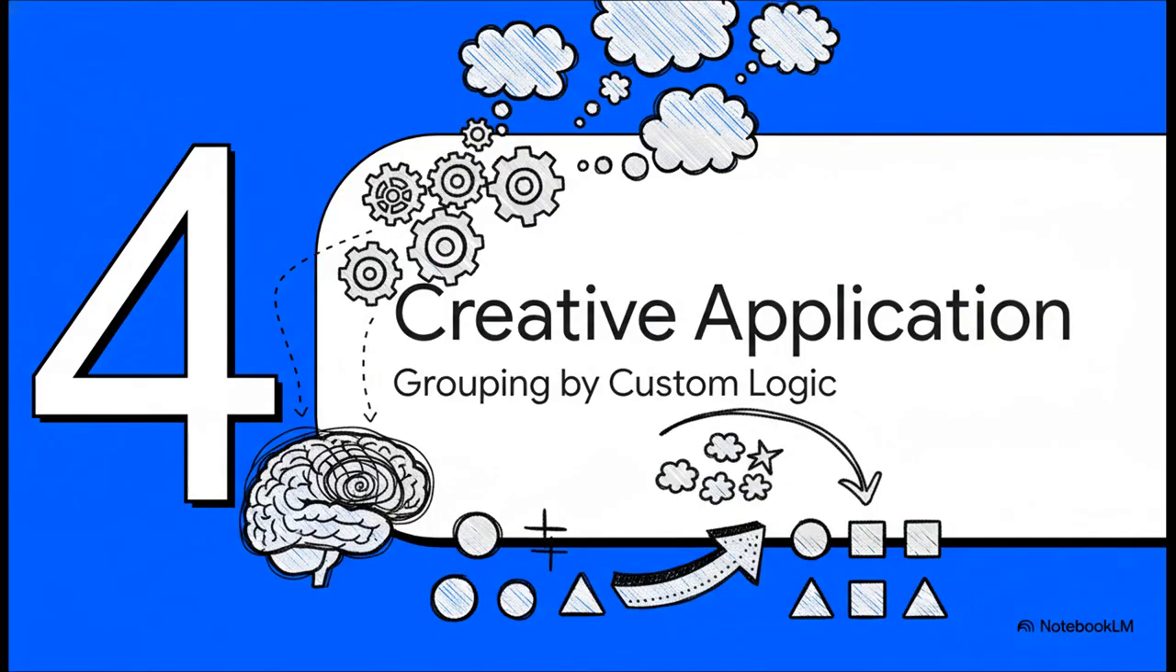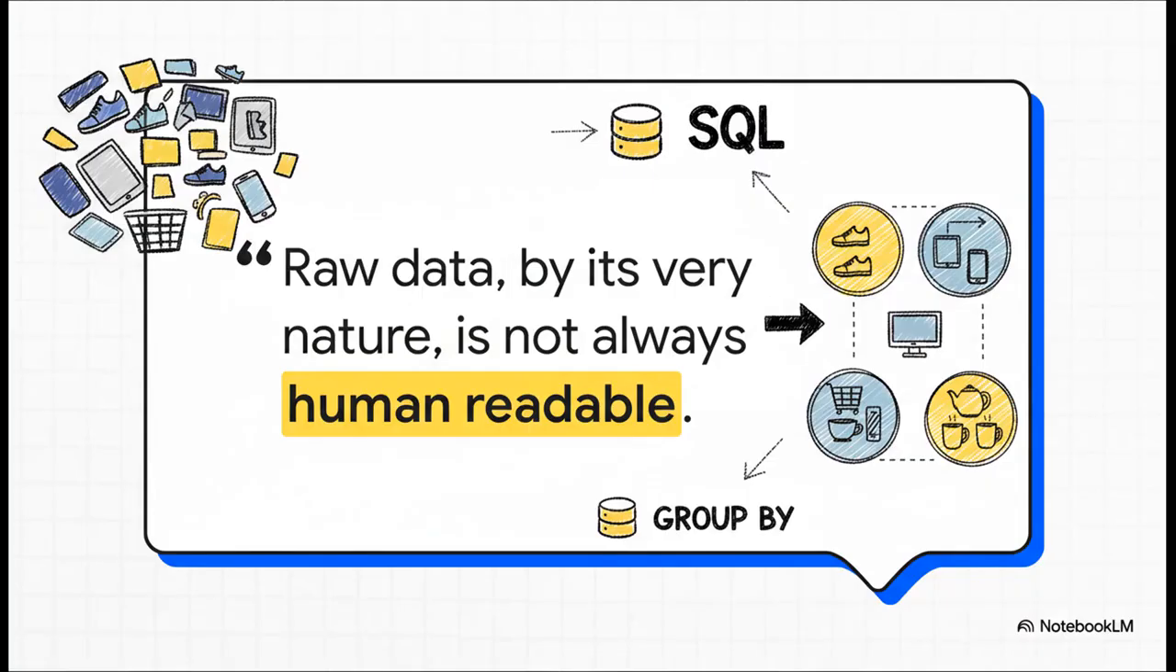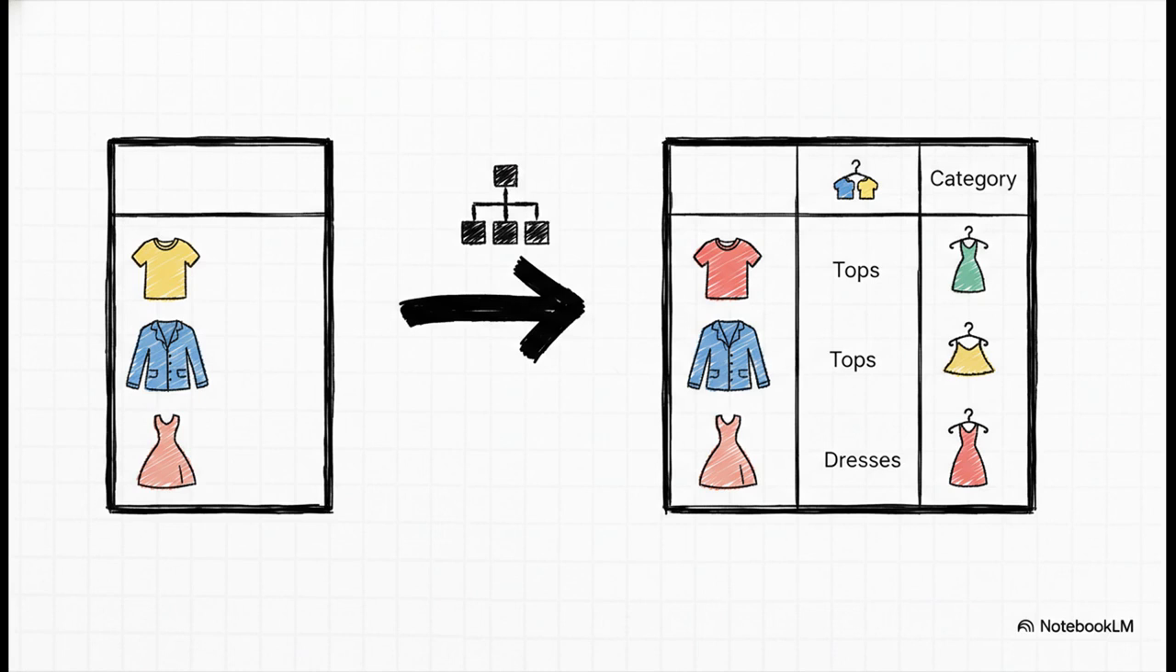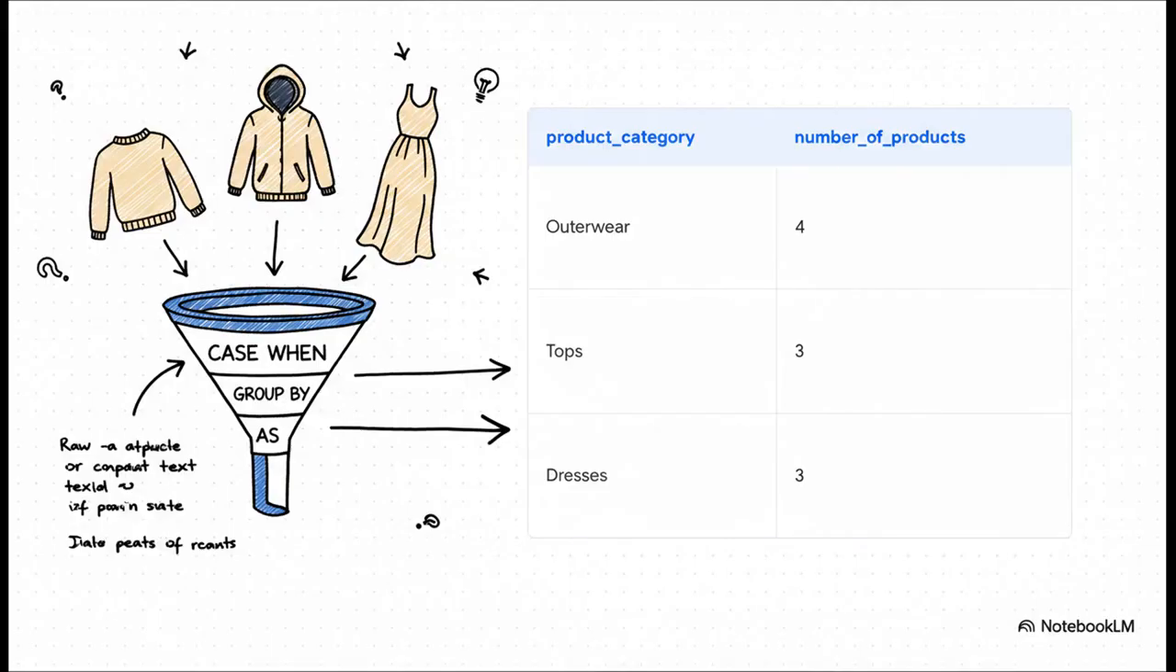Now, let's talk about a really powerful technique. What if the categories you want to group your data by don't even exist in your table? Well, with SQL, you can actually create them on the fly. It's true, right? Raw data often isn't set up in a way that's useful for a high-level report. We might have 1,000 specific product descriptions, but what we really need are broad product categories. The solution here is the incredibly useful CASE WHEN statement. This thing lets you apply if-then logic right inside your query to build brand new, meaningful categories based on the data you already have.